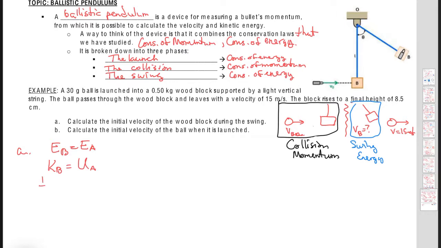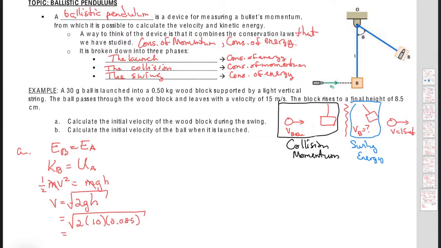So I'm going to have 1/2 mv squared equals mgh. This is our very typical solving for any velocity. It's going to be the square root of 2gh. So I'm going to say 2 times 10, I'll just use 10 for simplicity. You do have to be careful because it tells me that it goes to a height of 8.5 centimeters, so I need to make sure I convert that to meters by dividing by 100. So I'm going to move the decimal point 2 to the left.